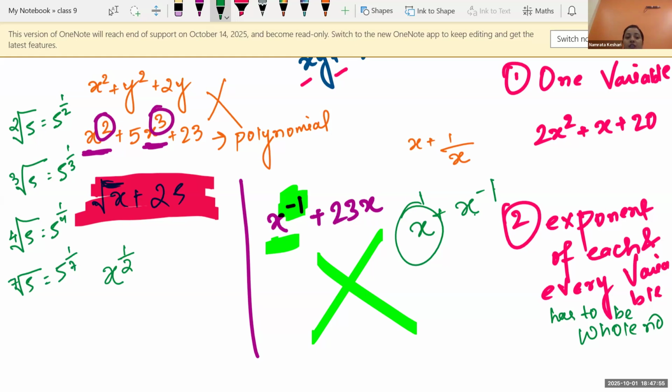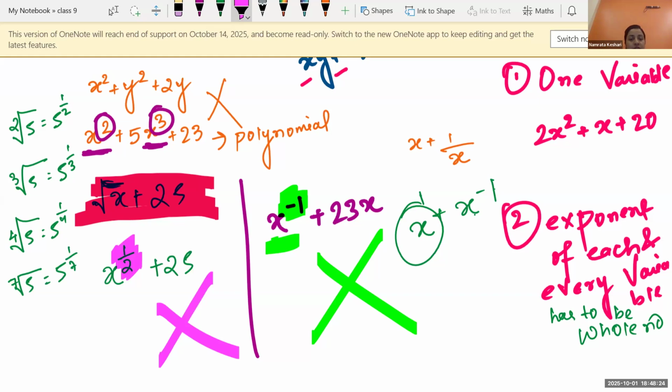So this root x can be written in exponent form as x to the power 1 by 2 plus 25. Now the second criterion is that the power of each and every variable needs to be a whole number. Here the exponent is 1 by 2, which is not a whole number. It is not a polynomial. Making sense?